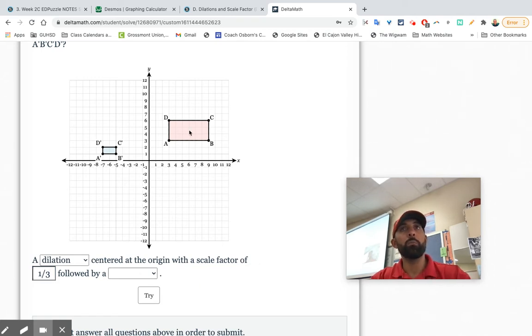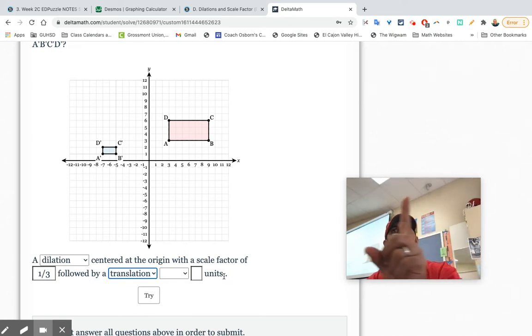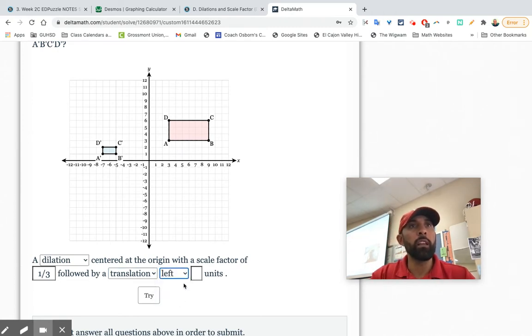Now remember, we're doing a translation. The question is how far is it moving? In this case we're moving to the left, because it's moving from the red object to the blue object. But how far? Let me just take a guess. I'm going to guess 6. Okay, let's try that. It's going to shrink down to there.